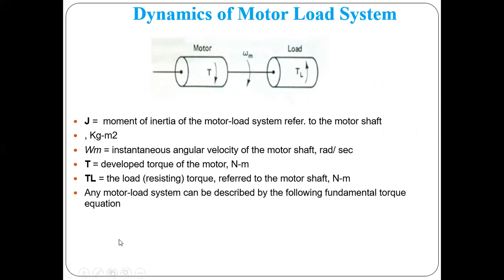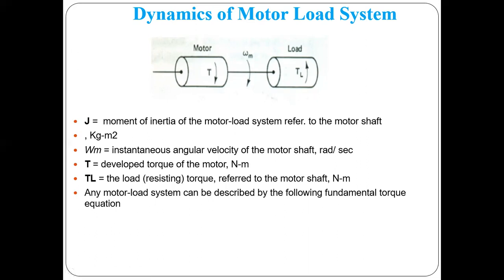In this you can see a J. What is the meaning of J? J stands for the moment of inertia of the motor load system. This is the overall moment of inertia in kilogram meter squared. Omega m is the angular velocity of the motor shaft in radian per second, and T is the motor torque in Newton meter. T L is the load torque referred to the motor shaft, given in Newton meter.